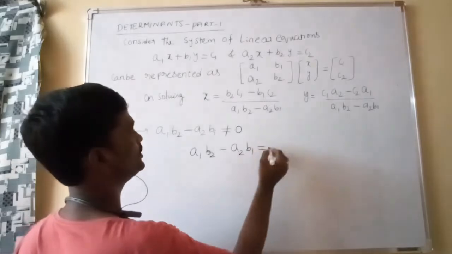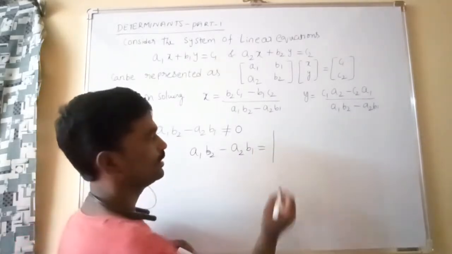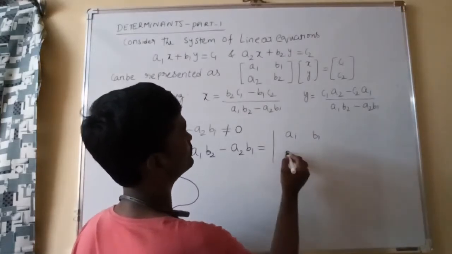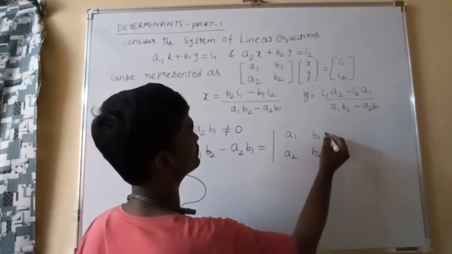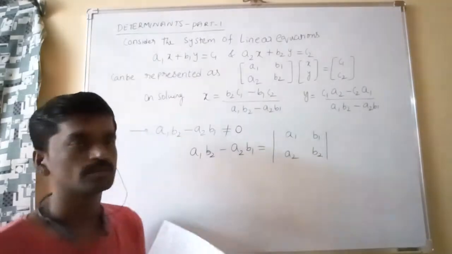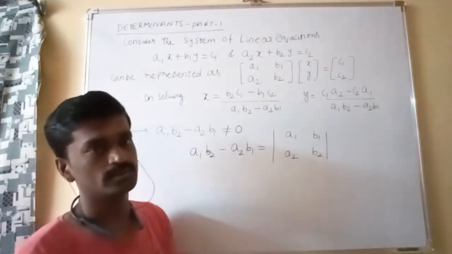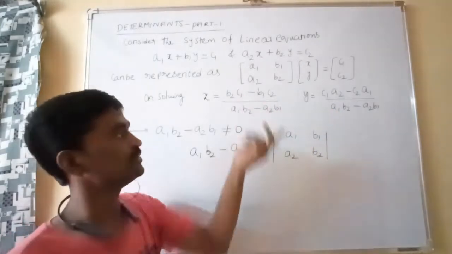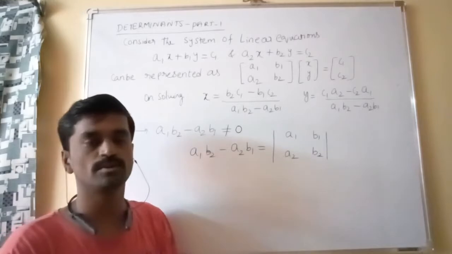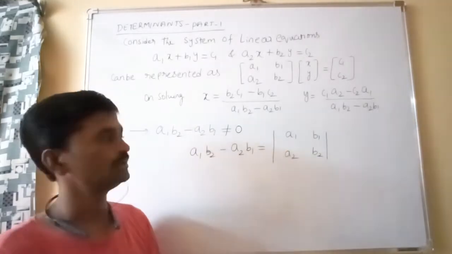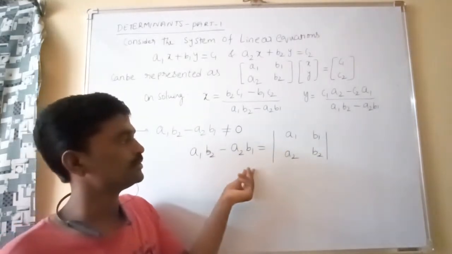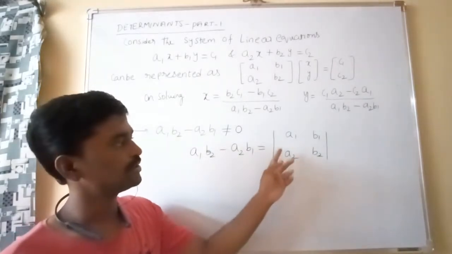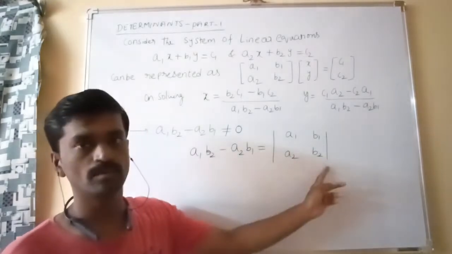We represent this in this form. This is just a notation. Instead of remembering these big expressions, because we can't remember these x and y values, like b2 c1 minus b1 c2 by a1 b2 minus a2 b1, remembering this one is difficult. So I'm denoting this a1 b2 minus a2 b1 by this. This is called 2 by 2 determinant, the determinant of a1 b1 a2 b2.